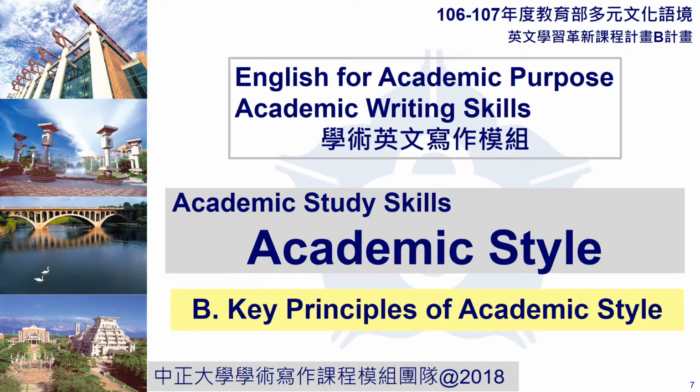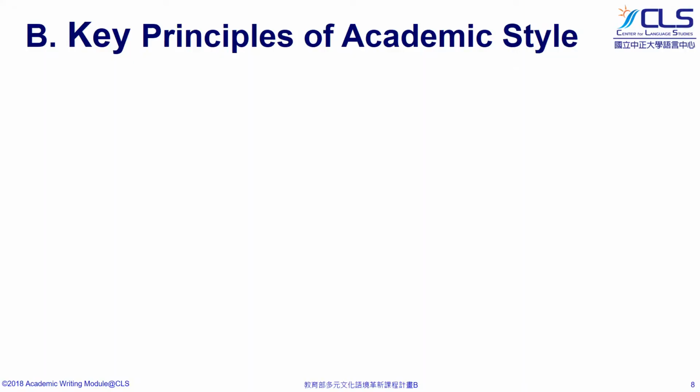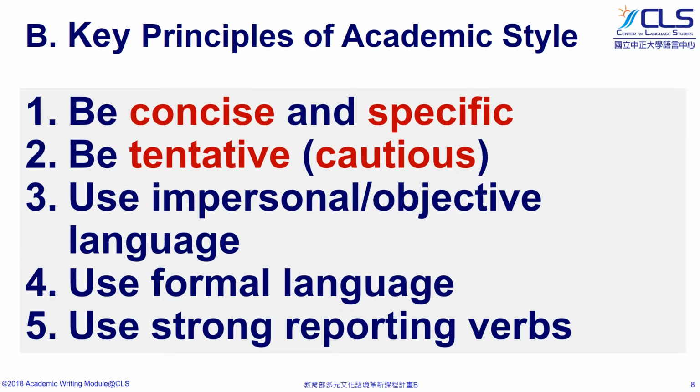Now let's move on to learn key principles of academic style. Here are the 5 principles for the language use of academic style. Be concise and specific, be tentative or cautious, use impersonal or objective language, use formal language, and use strong reporting verbs.